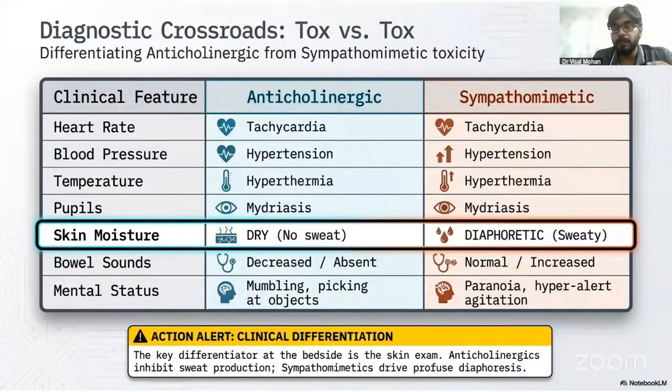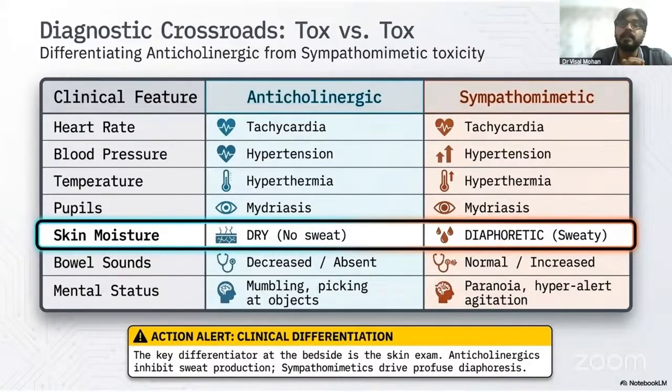In patients presenting with classic toxidromes, we need to know how to differentiate between similar toxidromes. For example, in patients with an anticholinergic and a sympathomimetic. Okay, in these patients, how do you differentiate? Most of the features are actually kind of similar. The patient will be tachycardic, hypertensive, hyperthermic, and mydriatic. These features are actually kind of similar. What differentiates between these patients?